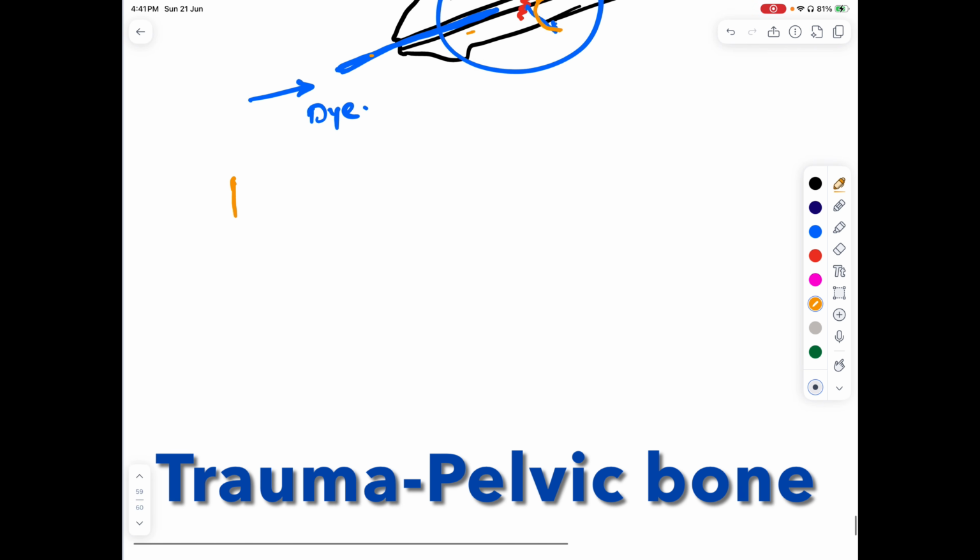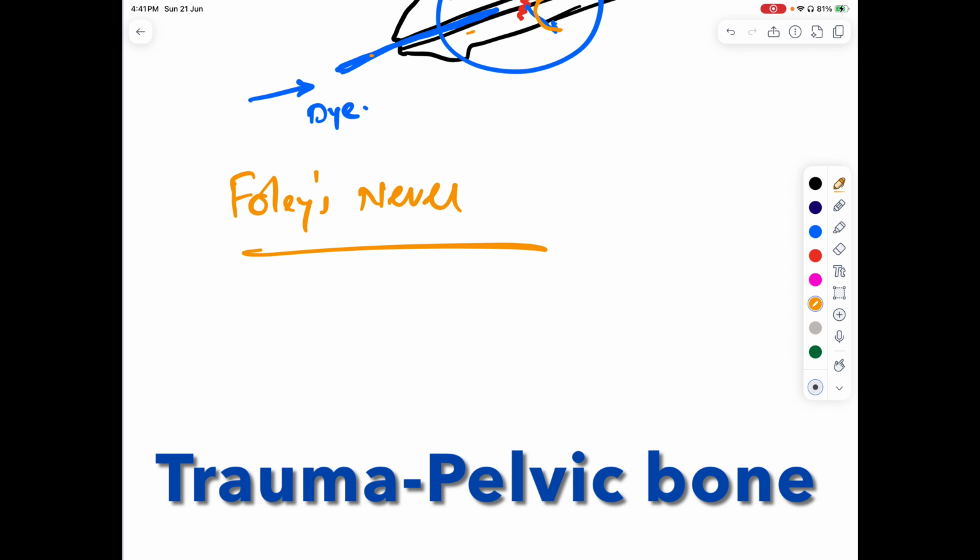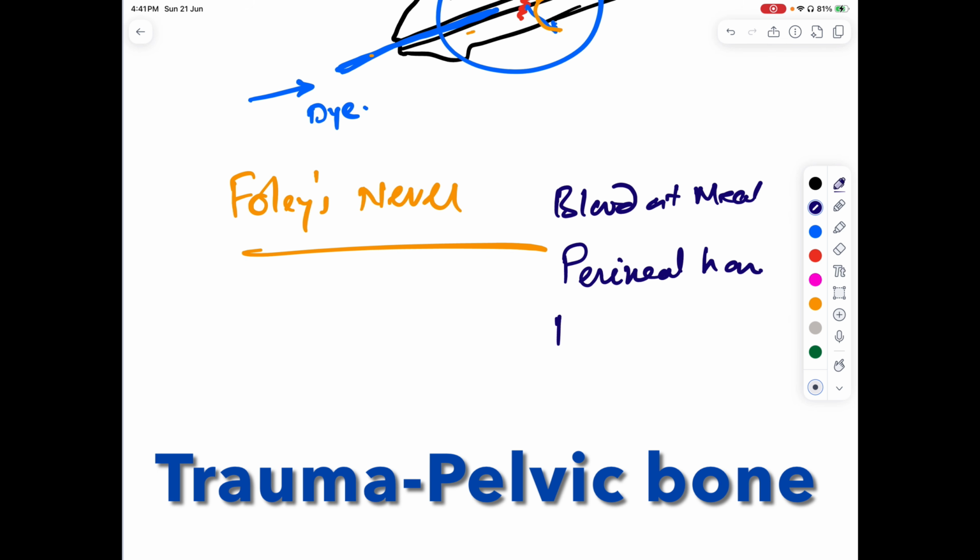And Foley's has to be avoided. Foley's is never done. Why? Because when there is blood at the meatus, perineal hematoma, a patient with bleeding tendency, prostate high riding on PR, or meatal stenosis, these are things where one has to be wary.